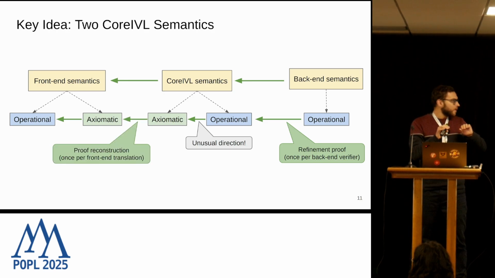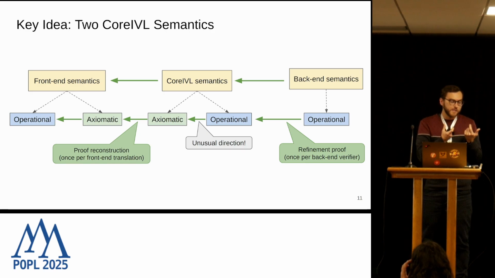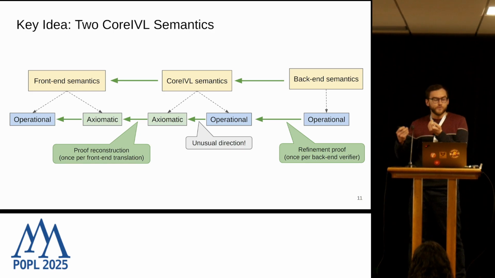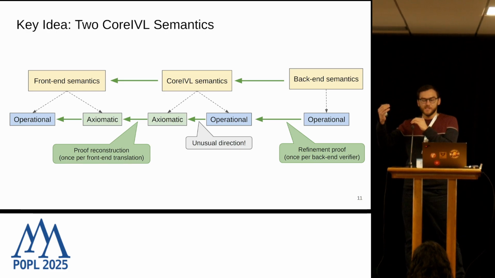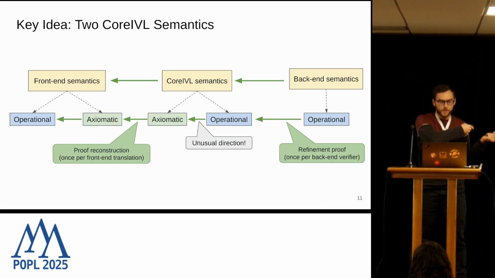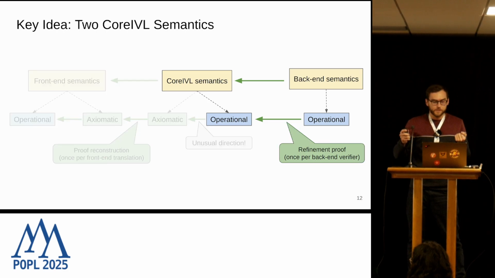And we can now prove the encoding that we've shown before sound by connecting the two axiomatic semantics by a technique that we call proof reconstruction, where one gets a derivation in the axiomatic semantics of the core IVL program and can deconstruct it and reconstruct it to obtain the separation logic proof for the front end.